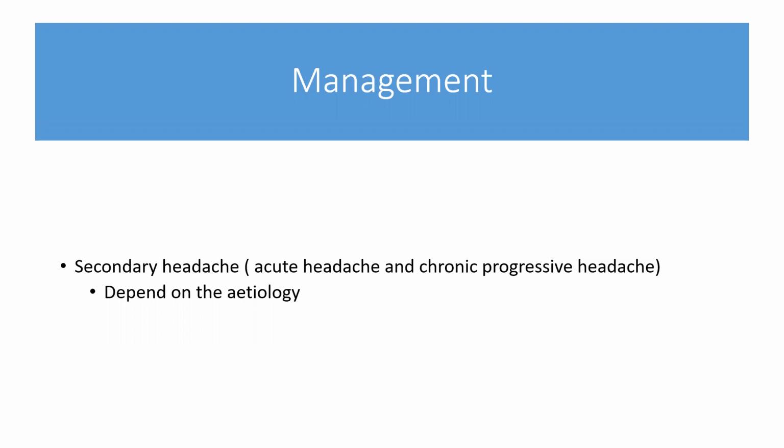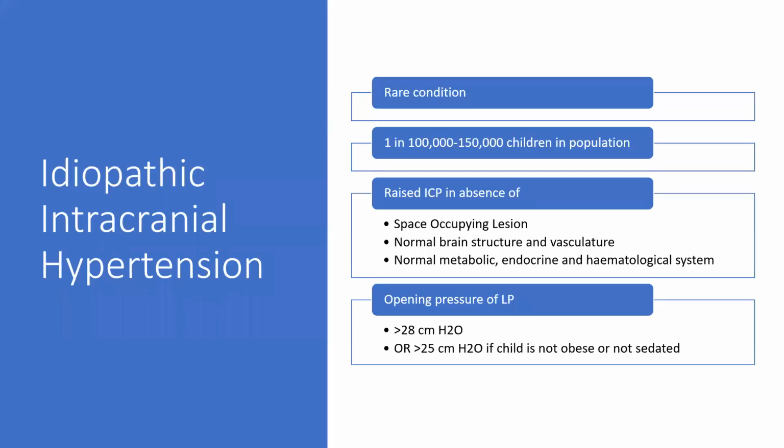In secondary headache, one of the things I wanted to mention is idiopathic intracranial hypertension, because it is one of the common causes of chronic progressive secondary headache. Thankfully it is very rare, only 1 in 100 to 150,000 children in the population. But there are diagnostic criteria. It is evidence of raised intracranial pressure in the absence of a space-occupying lesion.